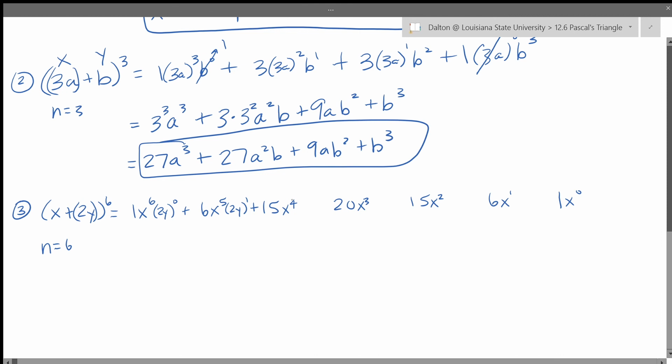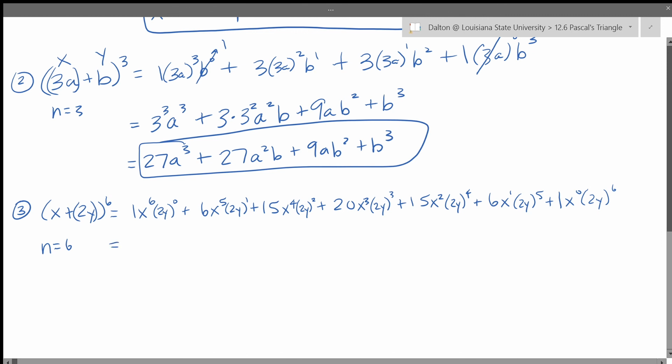Then 15x to the fourth times 2y squared plus 20x cubed times 2y cubed plus 15x squared times 2y to the fourth plus 6x to the first times 2y to the fifth plus 1x to the 0 times 2y to the sixth power. So again, your first term, your x term, starts off at 6, its exponent decreases. The other exponent starts off at 0 and increases. And then we just need to simplify this crazy madness.